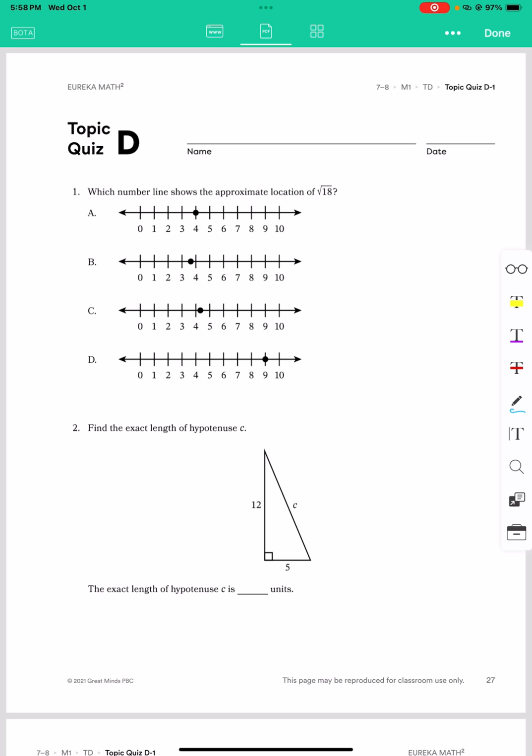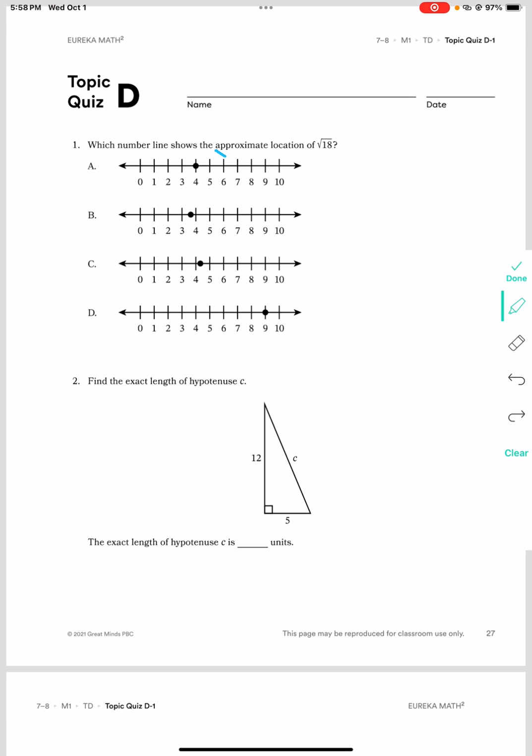Okay, so looking at number one, it says: which number line shows the approximate location of the square root of 18? So the key word here we need to pay attention to is approximate, right? Because when we approximate something, we should immediately think about estimating and/or rounding. All right, so there's a certain way we work when we're approximating square roots. Honestly, there's a certain type of square roots that we approximate. So let's go to the very beginning.